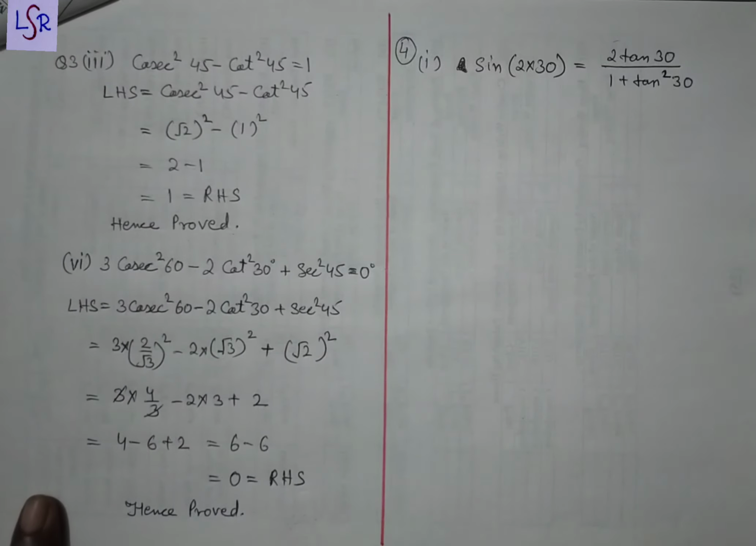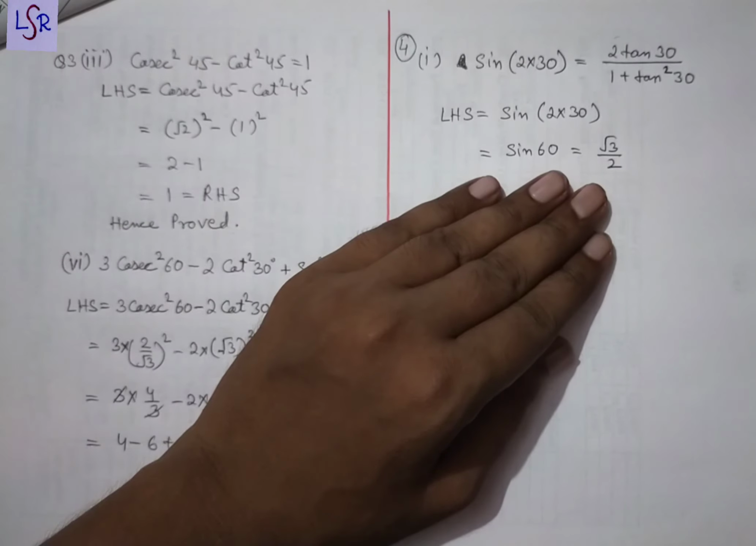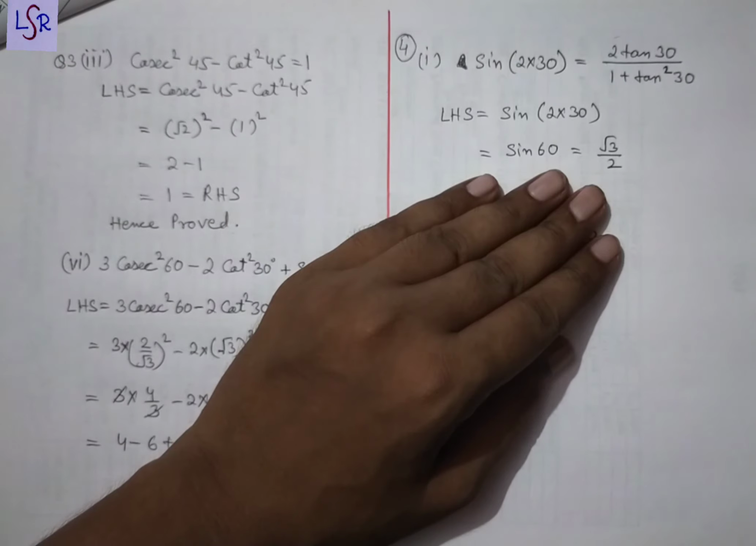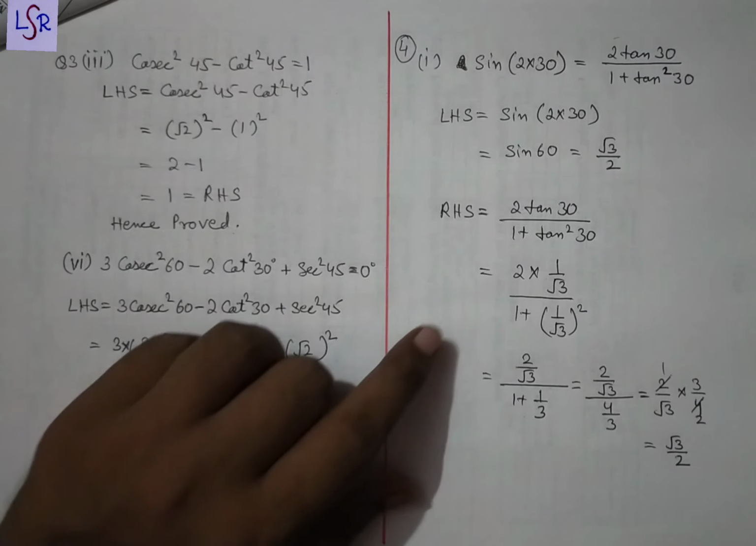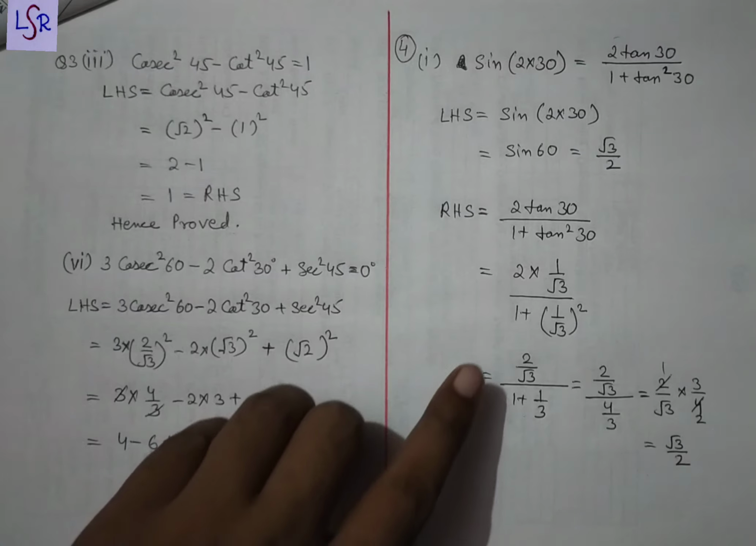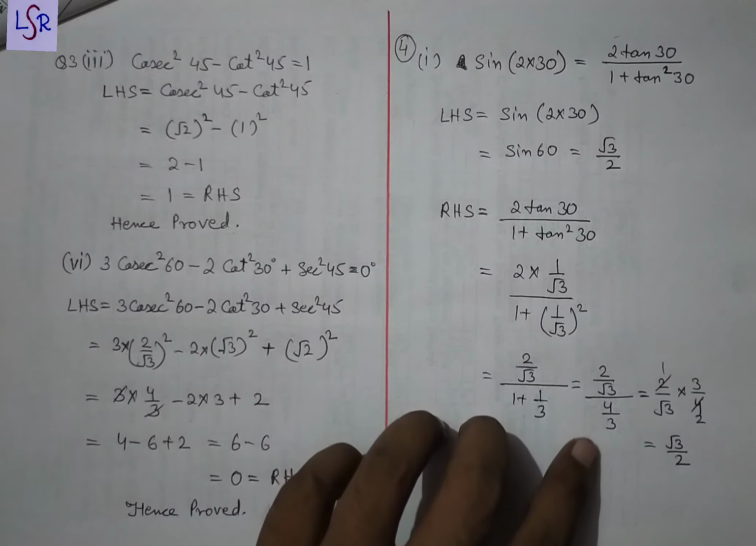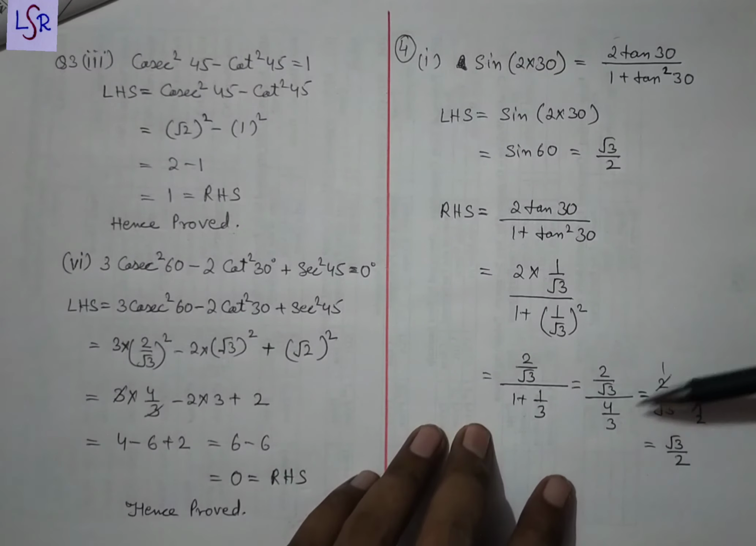And here we are having question number 4. इस क्वेश्चन में हमें LHS और RHS दोनों को अलग अलग सॉल्व करना पड़ेगा, and let's do it. Here we have got the value of LHS sin 60 equals to √3/2, and now the RHS will be 2 into 1/√3 upon 1 plus 1/√3 to the whole square. Now on placing and solving it, we have got 2/√3 and whole upon 4/3. Then here we have multiplied by the reciprocal of this one, that is 3/4.